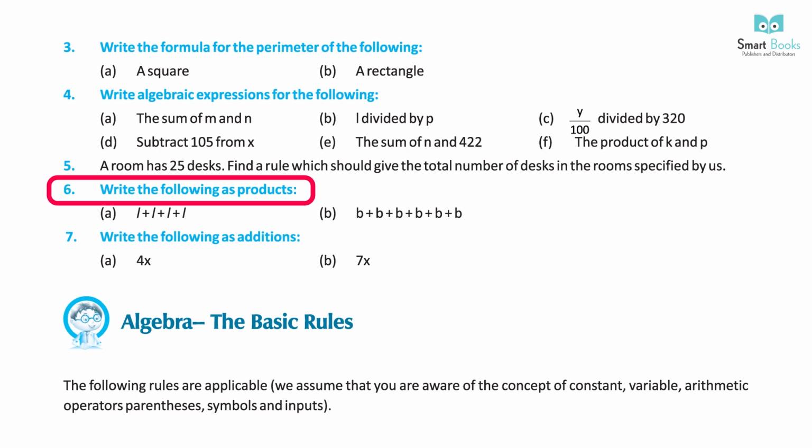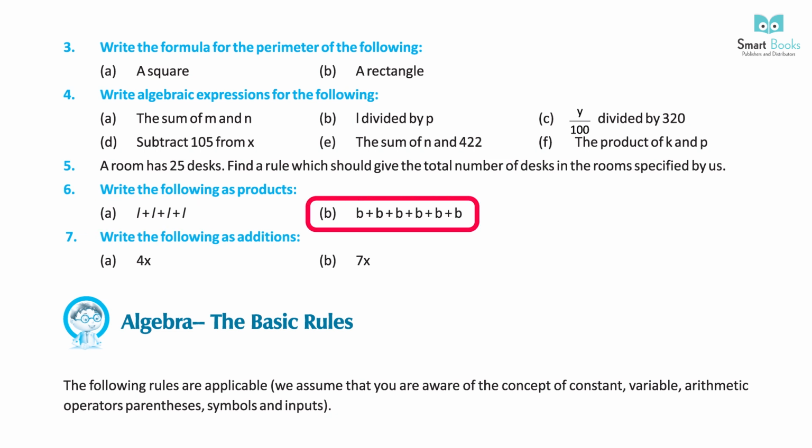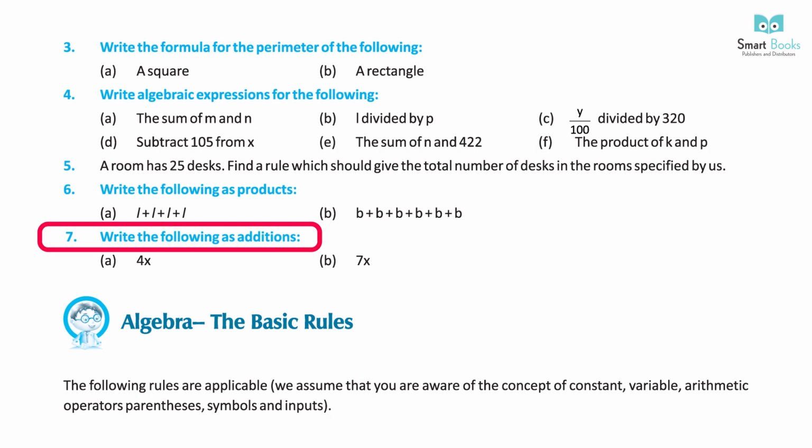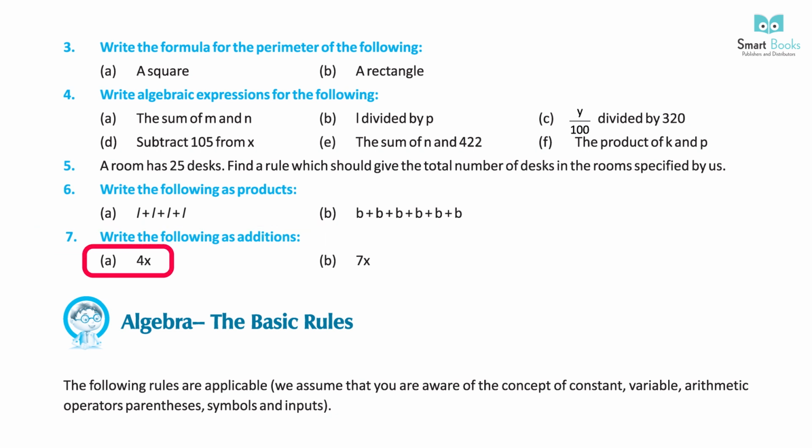Question 6. Write the following as products. A. L plus L plus L plus L. Solution: 4L. B. B plus B plus B plus B plus B plus B. Solution: 6B. Question 7. Write the following as additions. A. 4x. B. 7x. Solution: A. x plus x plus x plus x. B. x plus x plus x plus x plus x plus x plus x.